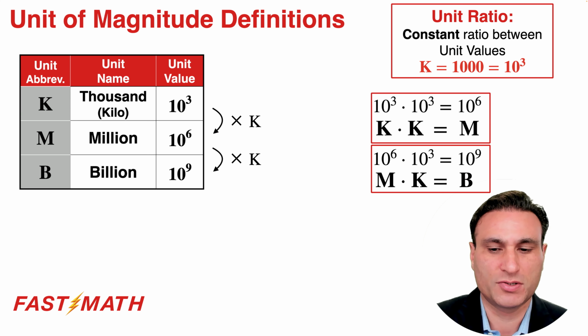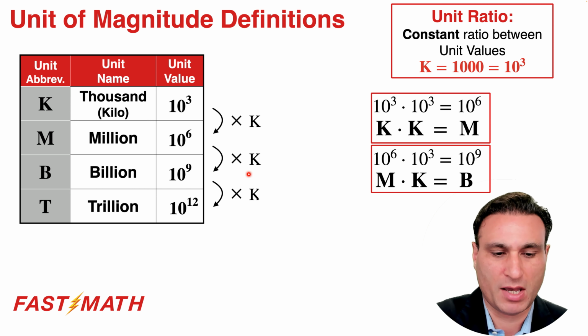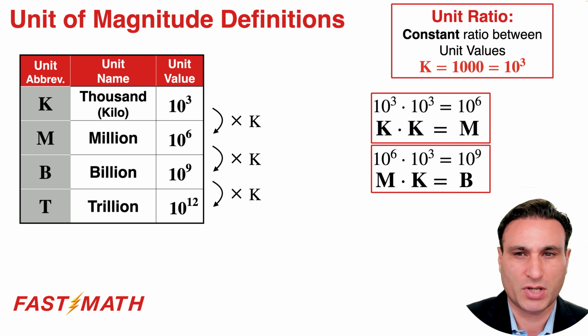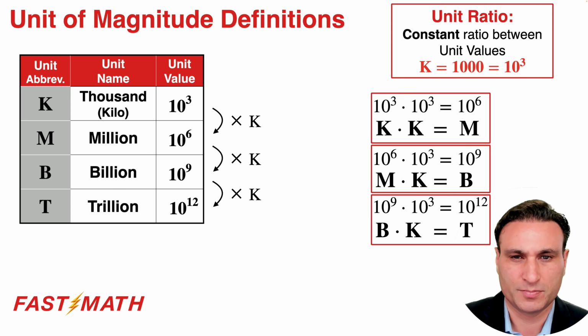We can also extend this to trillion. Trillion is 10 to the 12th and has the abbreviation T. The exponent of trillion is 3 more than the exponent of the next smaller unit of billion, which has exponent 9. So the same pattern applies. Multiplying billion by K or 1,000, which is 10 to the third, increases the exponent by 3 from 9 to 12, which is trillion, which is the next larger unit from billion. Using exponents, 10 to the ninth times 10 to the third equals 10 to the 12th. Using abbreviations, B times K equals T, or billion times 1,000 equals trillion.